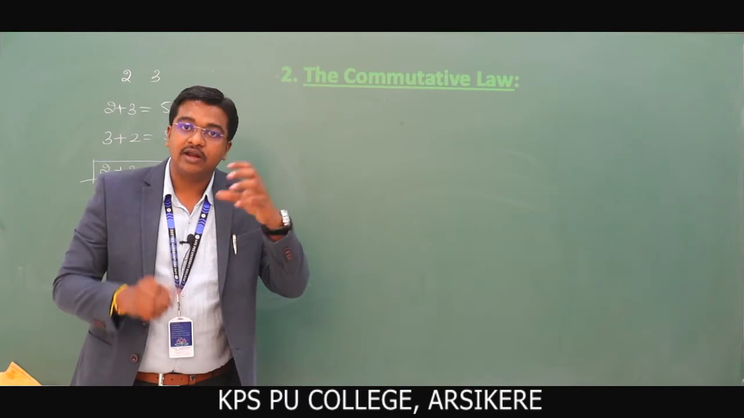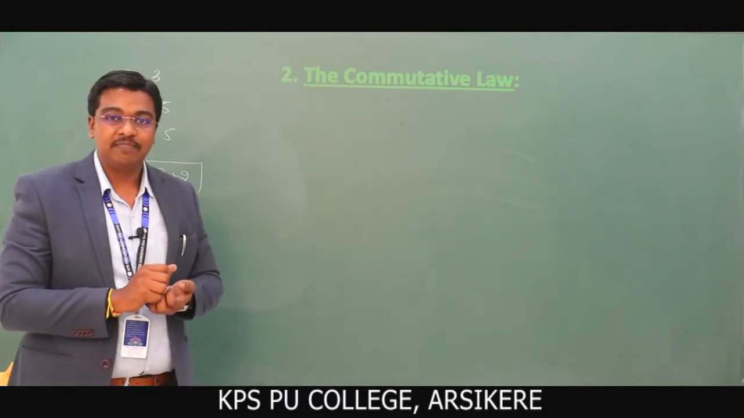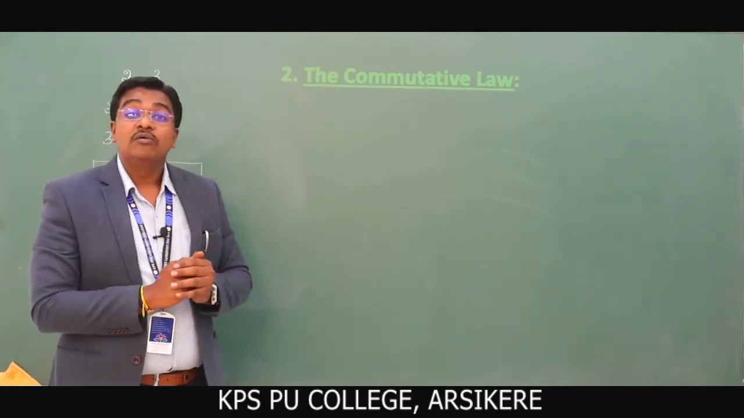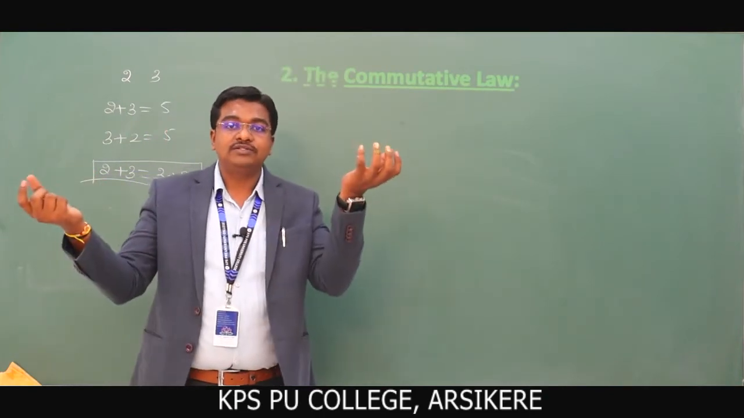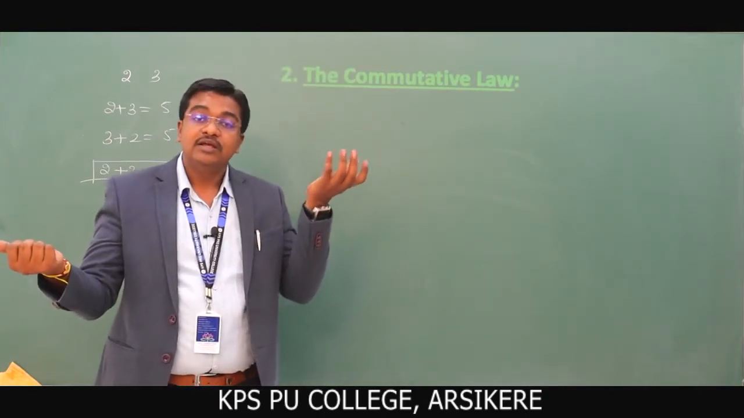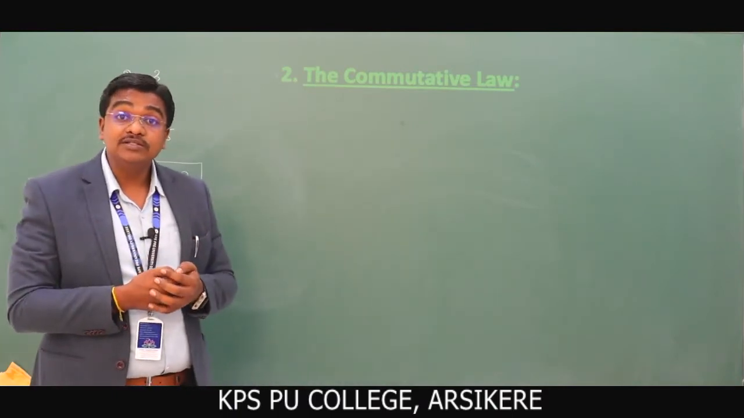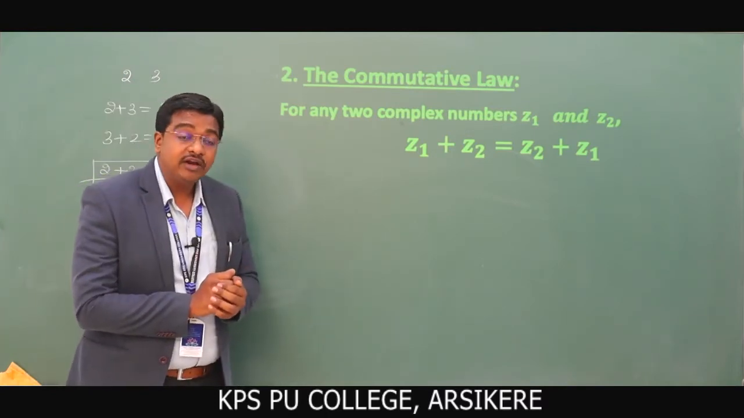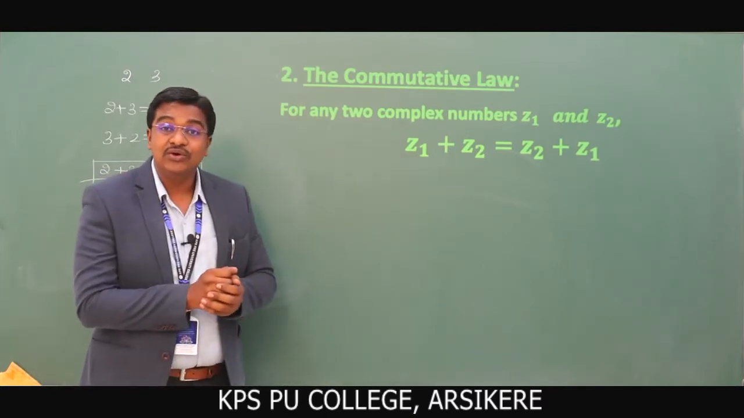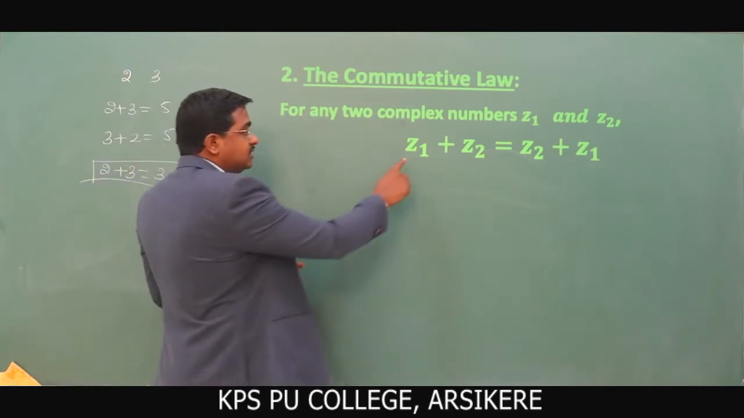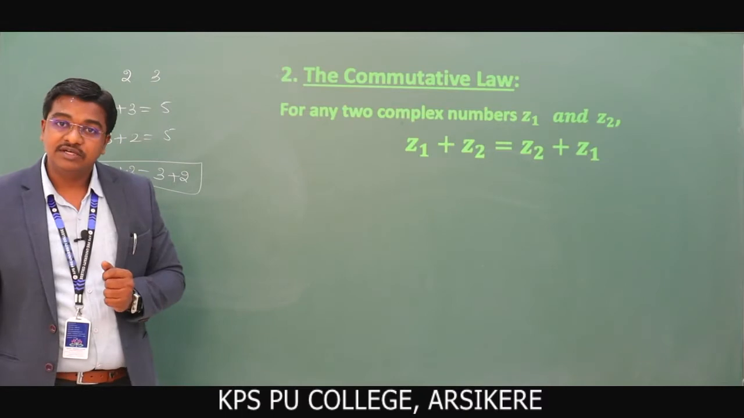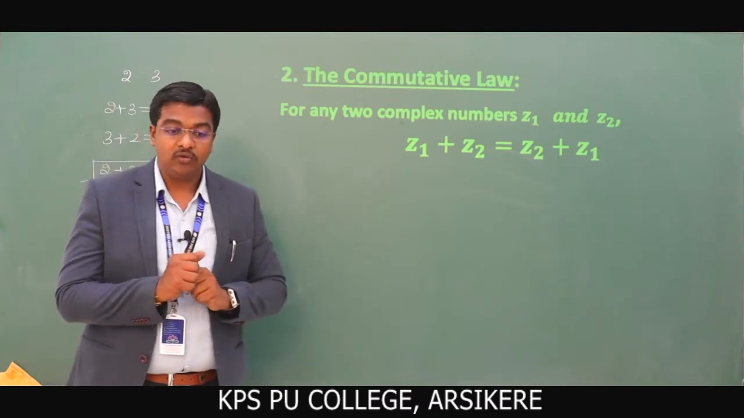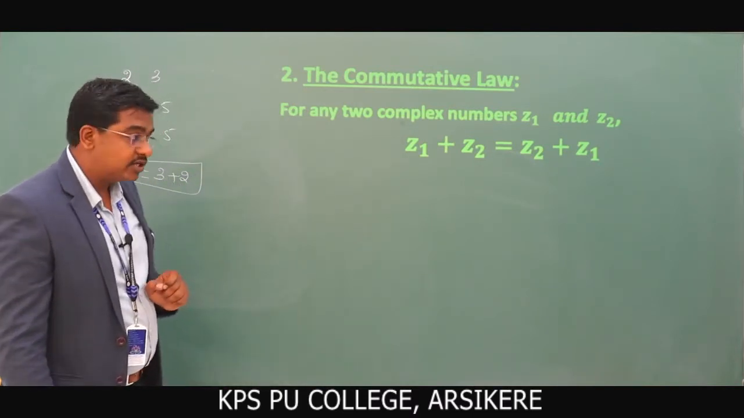In general, A plus B is equal to B plus A for all real numbers A and B. Here also, complex numbers follow commutative law. It means when you take two complex numbers Z1 and Z2, Z1 plus Z2 is equal to Z2 plus Z1. Now listen here. For any two complex numbers Z1 and Z2, Z1 plus Z2 is equal to Z2 plus Z1. It means the sum of two complex numbers, or addition of complex numbers, follows commutative law. This is the second property. Please note it down.